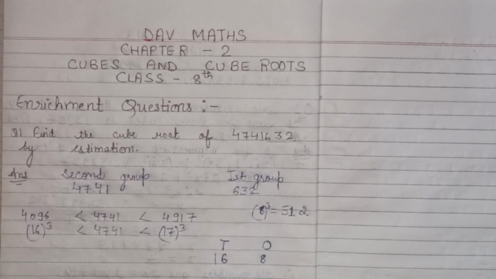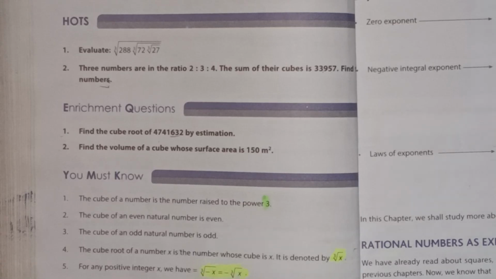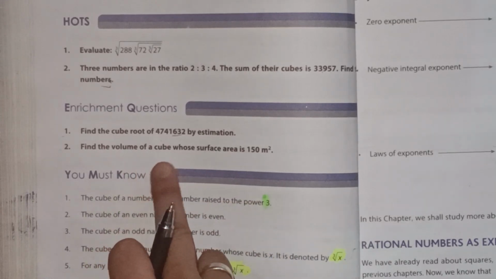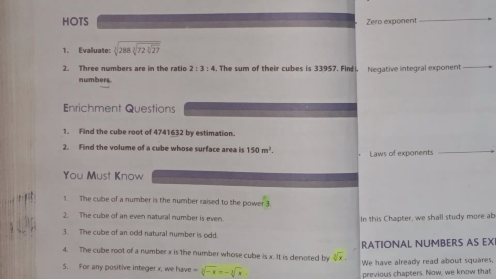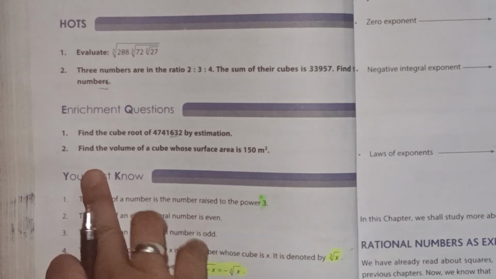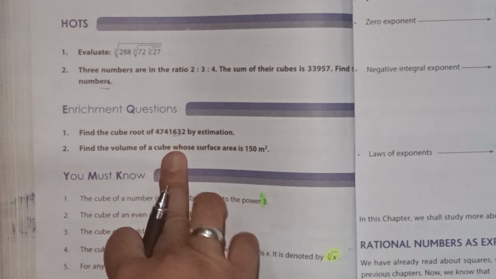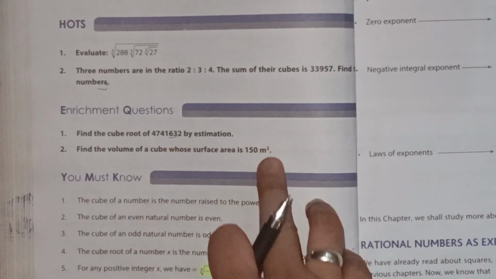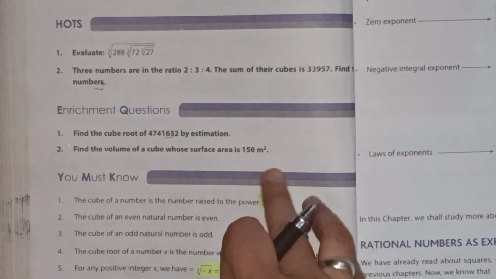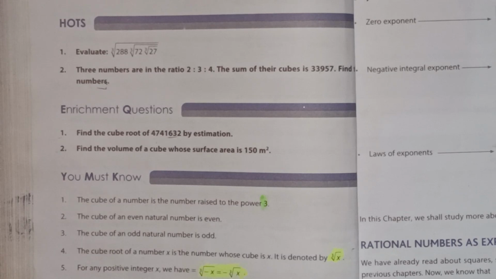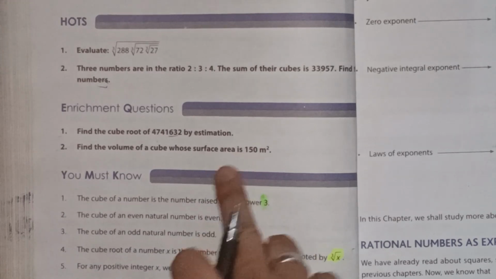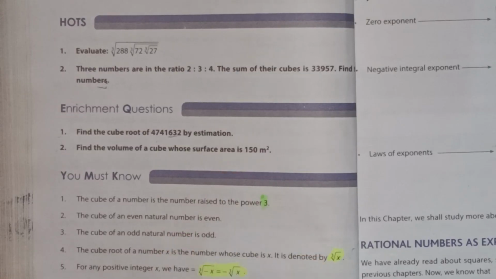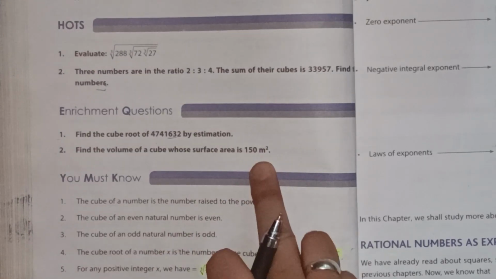Question number 2 of the enrichment questions. Find the volume of a cube whose surface area is 150 meter square. In this question, we have to find the volume of a cube, and the surface area of the cube is given.